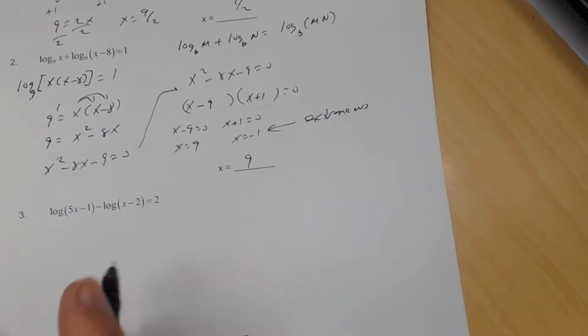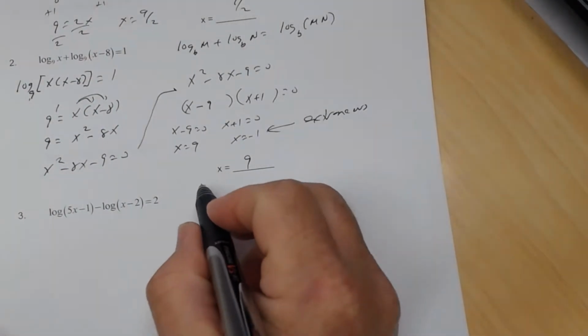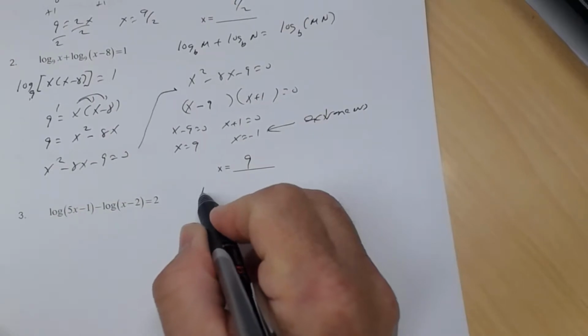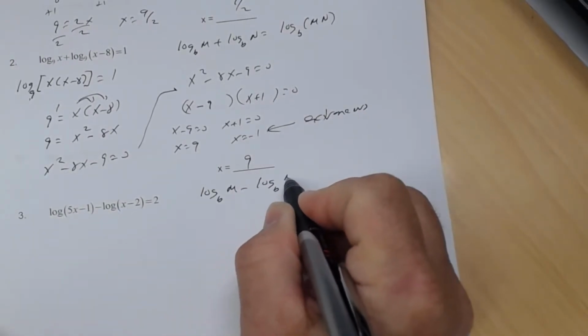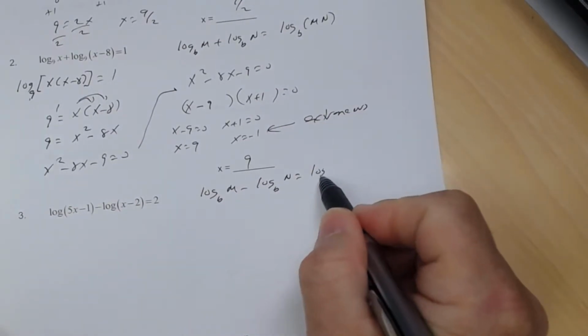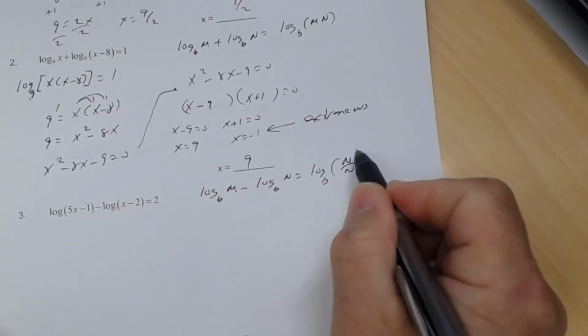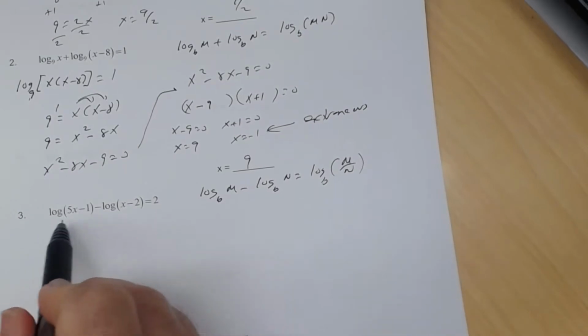Over here we have a division. So what we have to use there is the quotient property. Remember, the log base b of m minus the log base b of n equals the log base b of the quotient, m divided by n. So here I'm going to condense.